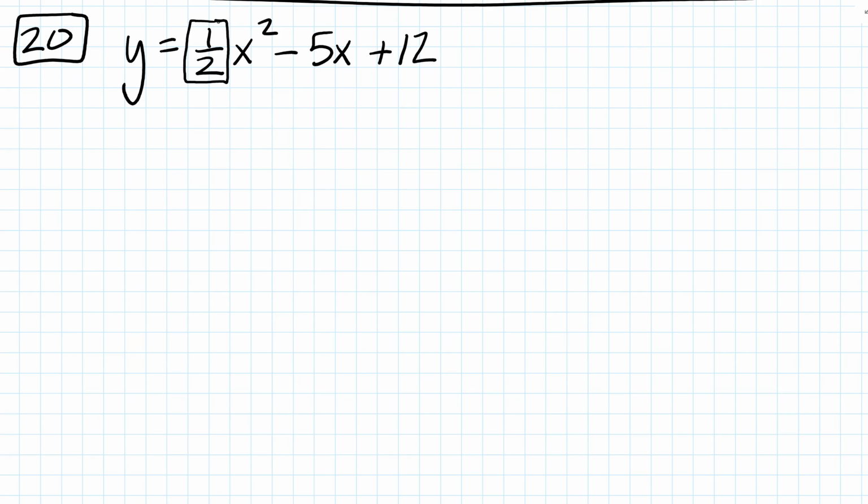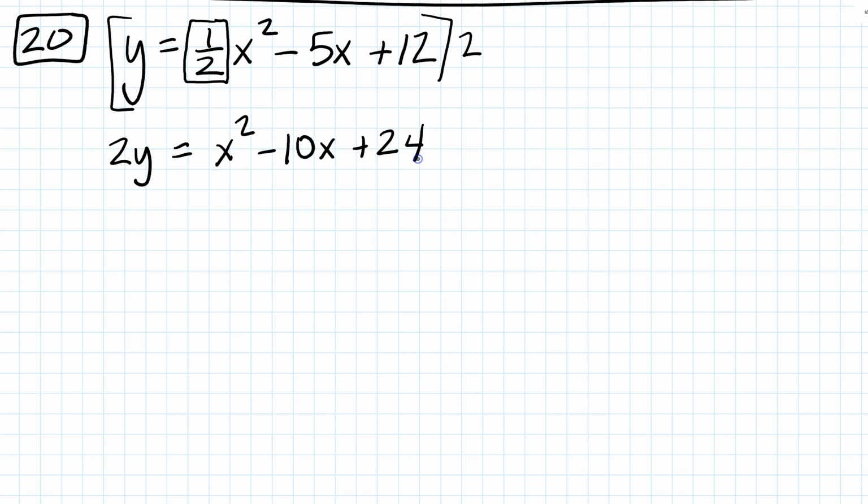a value of 1. So therefore, I'm going to multiply both sides by 2. And I'm going to get 2y is equal to x squared minus 10x plus 24. Now I'm in a position to subtract that 24. So I'm going to go 2y minus 24 is equal to x squared minus 10x. Now I can figure out what my perfect square trinomial needs to be.